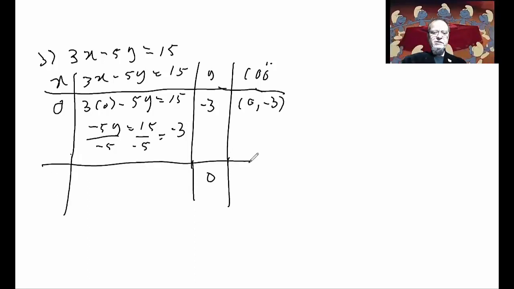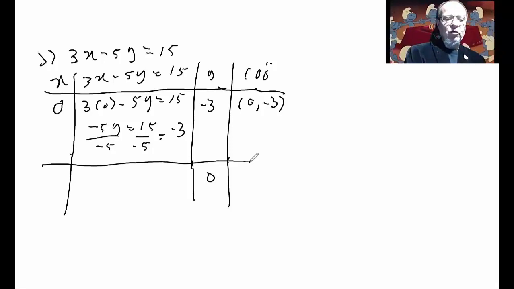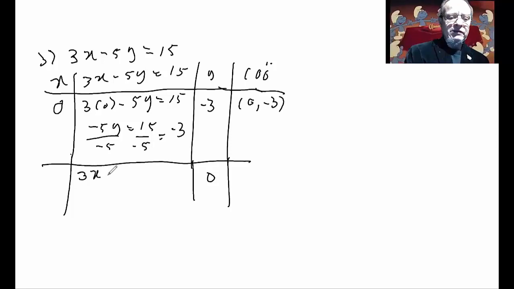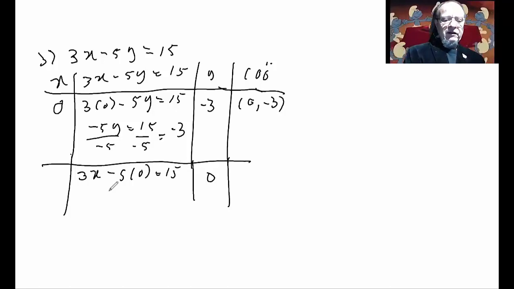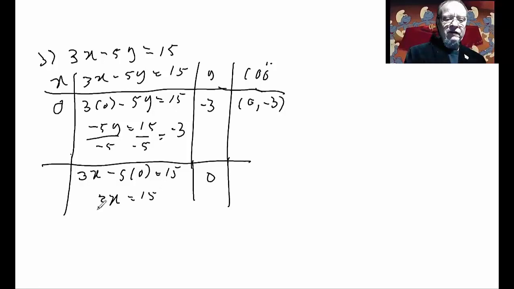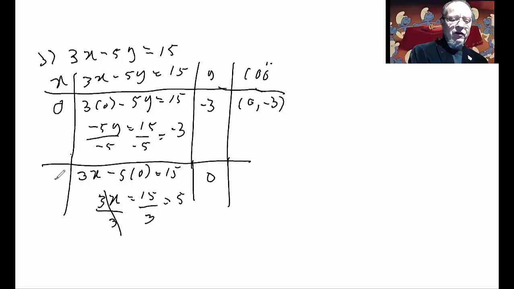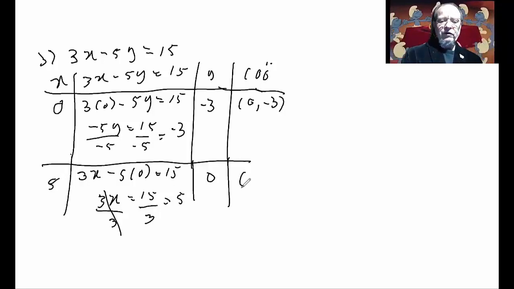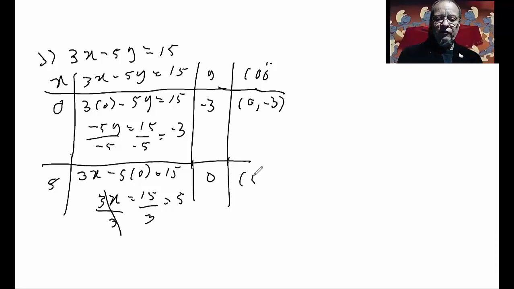I'll set y is equal to 0 and solve the equation. So I have 3x minus 5 times 0 is equal to 15. That means we have 3x is equal to 15. Divide by 3, divide by 3, and that means x is equal to 5. So my coordinate here is 5, 0.